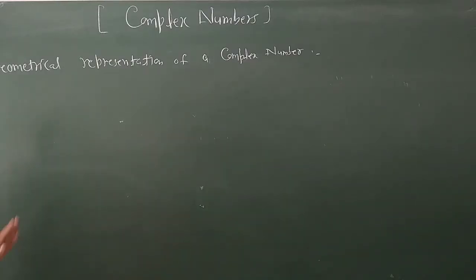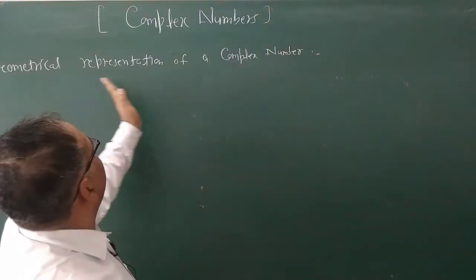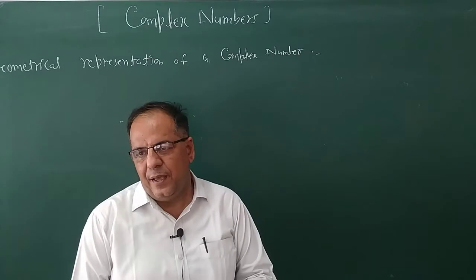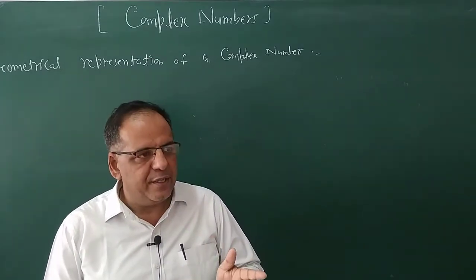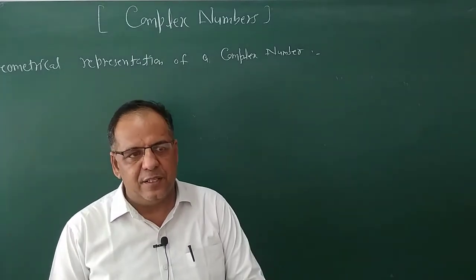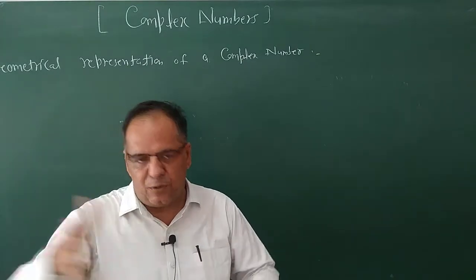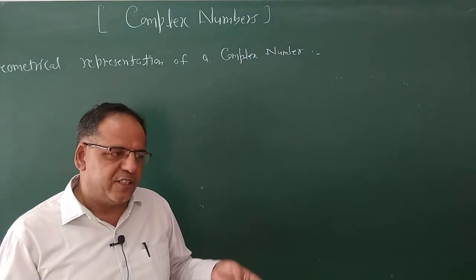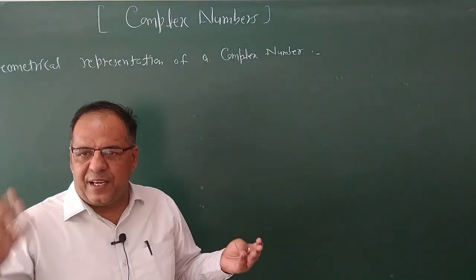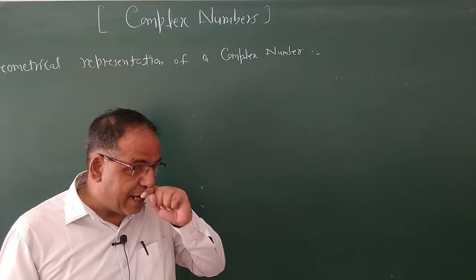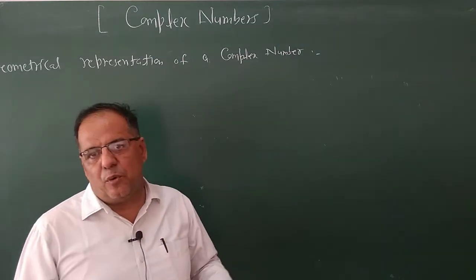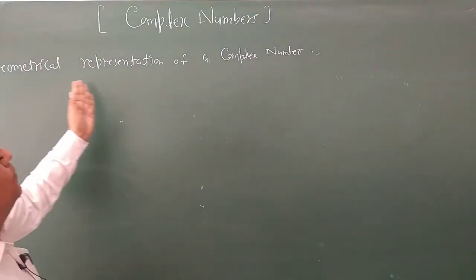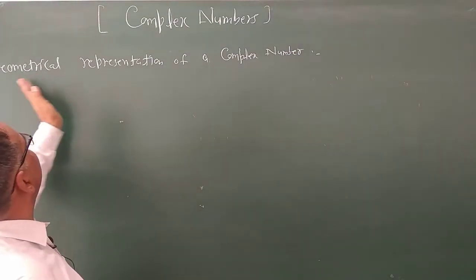Now, the second way of representation is the geometrical representation of a complex number. We know that if we want to plot any point in a plane, then first we need two mutually perpendicular axes. One is horizontal, the other is vertical. The horizontal axis is known as the x-axis, the vertical axis is known as the y-axis, and the point of intersection of both the axes is known as the origin. So how can we represent a complex number geometrically?